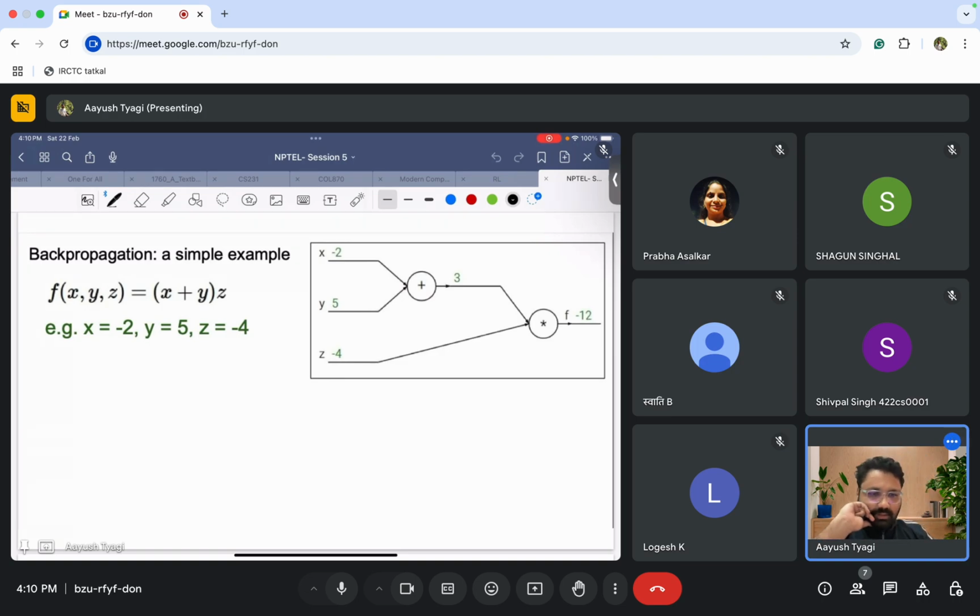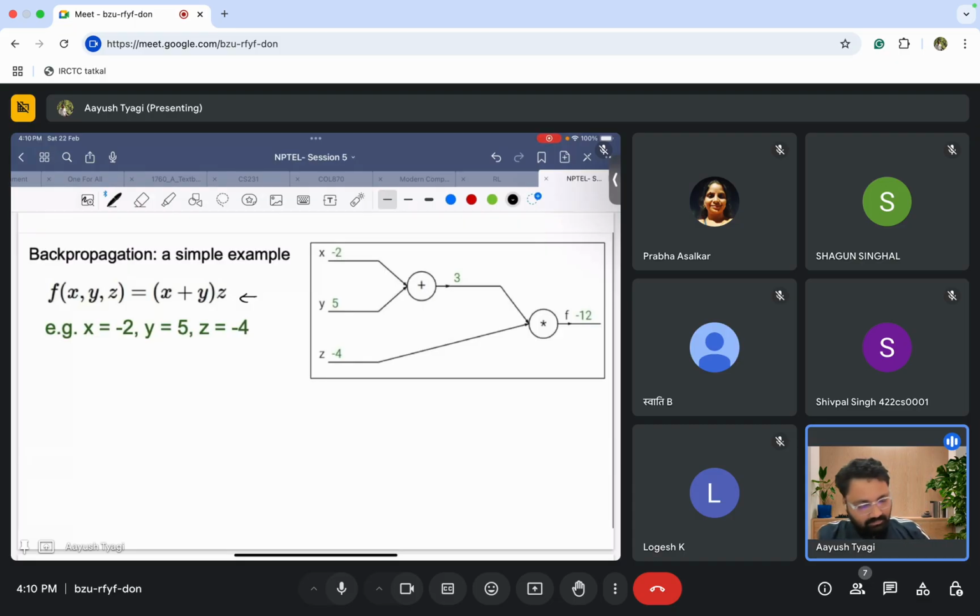Whenever you are building any neural network, you can basically represent it as a computational graph. Suppose you are building a function f of x, y and z, where the function is (x plus y) times z. To represent this function, you can write it as a computational graph where x and y are added, and then the result is multiplied with z.